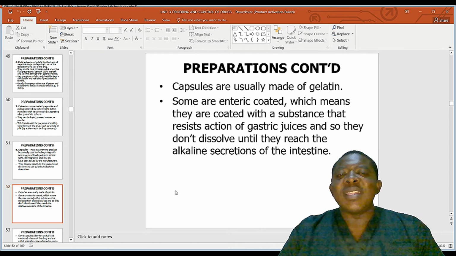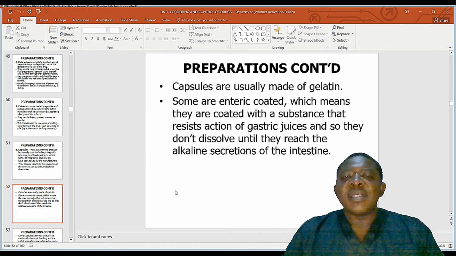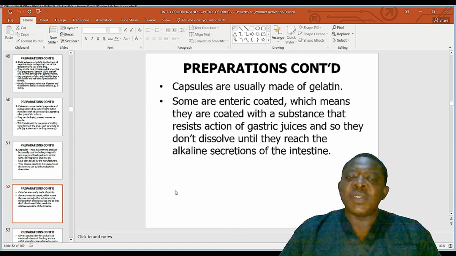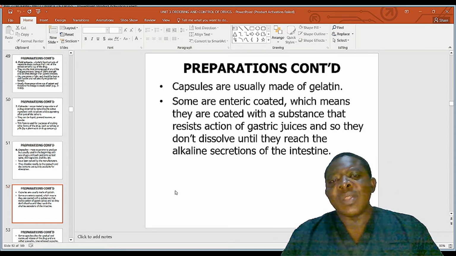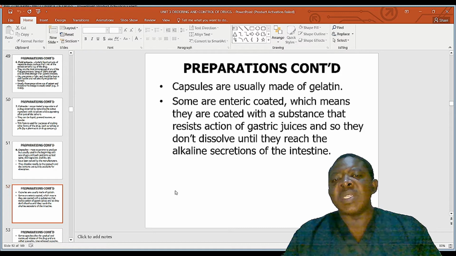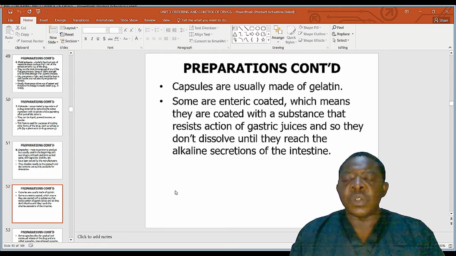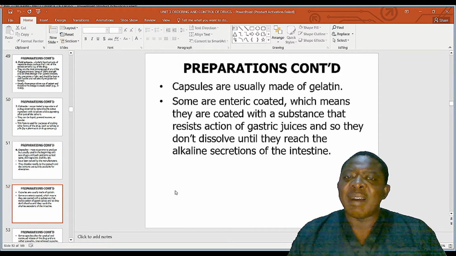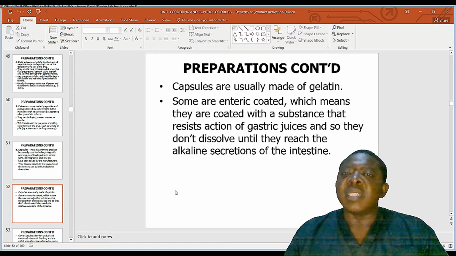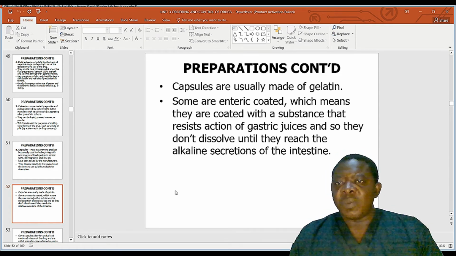Some are enteric coated, which means that they are coated with a substance that resists the action of gastric juices. And so they don't dissolve until they reach the alkaline secretion of the intestine. So they will not dissolve in the stomach. Those are the ones that are enteric coated. They only dissolve when they reach the small intestine.